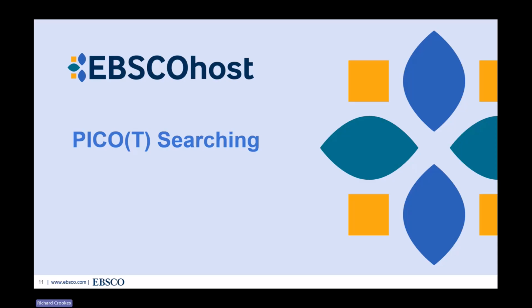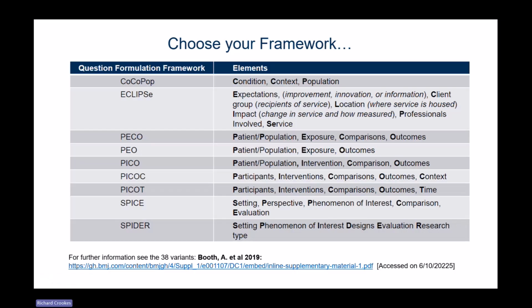So now we want to look at the matter of PICO or PICOT searching. I'll mention why I say PICOT as well in a moment. So essentially, we have multiple frameworks that you can use in the context of evidence searching the literature. Some of these you may have used previously. We have ones perhaps less well known like COCOPOP, which covers the condition, the context, and the population group. ECLIPSE, quite a well known one as well. Some of this relates to qualitative research, more clinical research, quantitative studies, and so on.